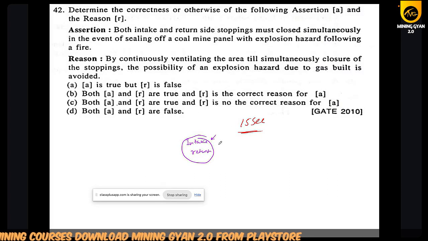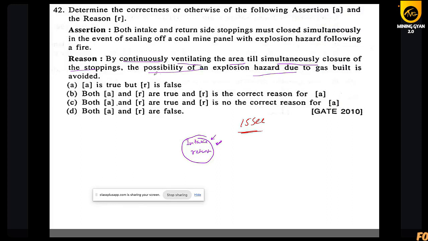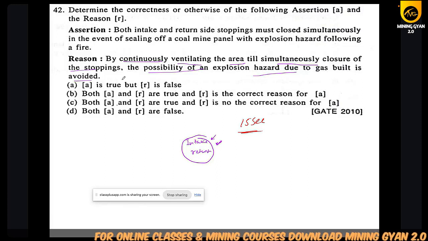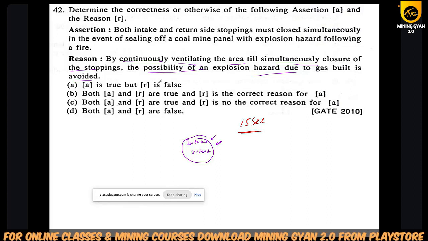Okay, this is the right statement. He is saying right. Reason: by continuously ventilating the area till the simultaneous closing of the stoppings, the possibility of an explosion hazard due to gas build-up is avoidable. So in the second point he says that if we continue ventilating the area until it is closed, the possibility of explosion will not build up or is avoidable. This is also right.